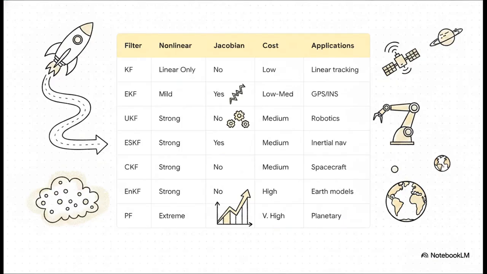With 7 distinct algorithms on the table now, evaluating the trade-offs is absolutely crucial. This matrix is basically your ultimate cheat sheet. Just look at how computational cost scales up as we increase complexity. If your system is perfectly linear, the standard KF is low cost and highly effective. Got mild nonlinearity? The EKF works great, but notice it is one of the few that requires those complex Jacobian matrices. As we jump into strong and extreme nonlinearity with the UKF, CKF, and ultimately the particle filter, we finally ditch the Jacobians, but the computational cost skyrockets all the way to very high.